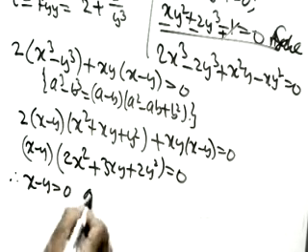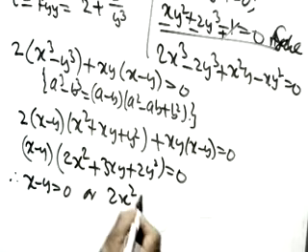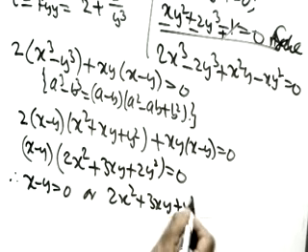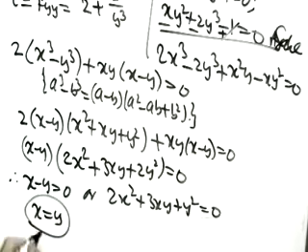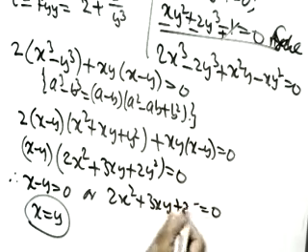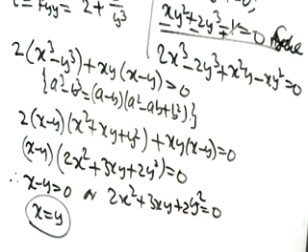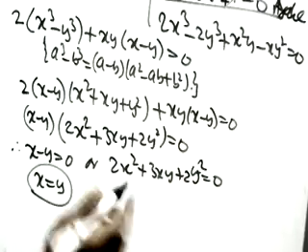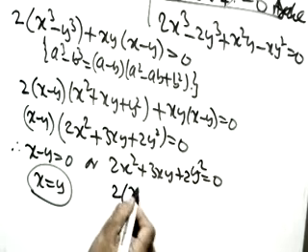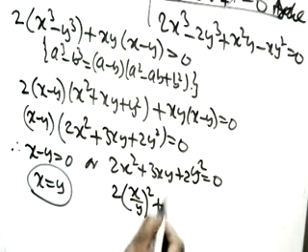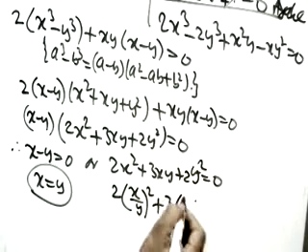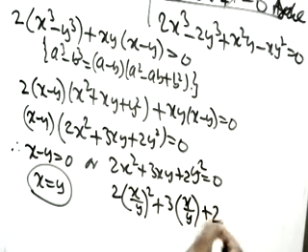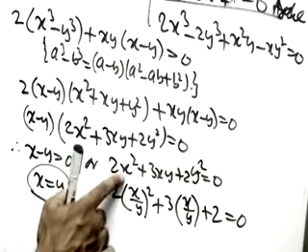So therefore one equation is x minus y equals 0, or this is 2x square plus 3xy plus 2y square equals 0. From here you will get x equals y. You see this is like a quadratic equation. If you divide each term by y square, you get 2x square by y square plus 3 x by y plus 2 equals 0.